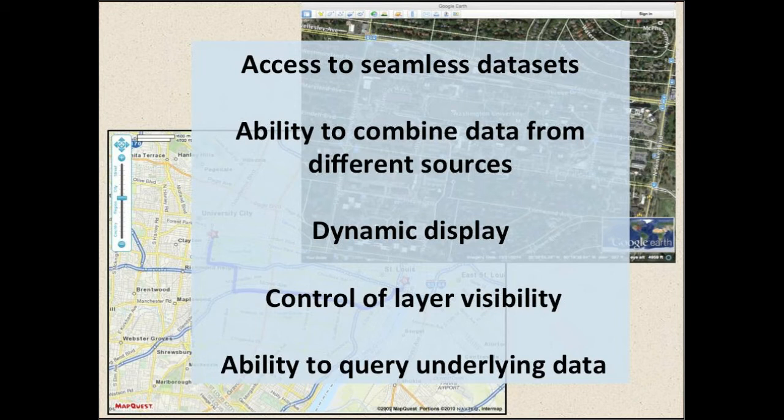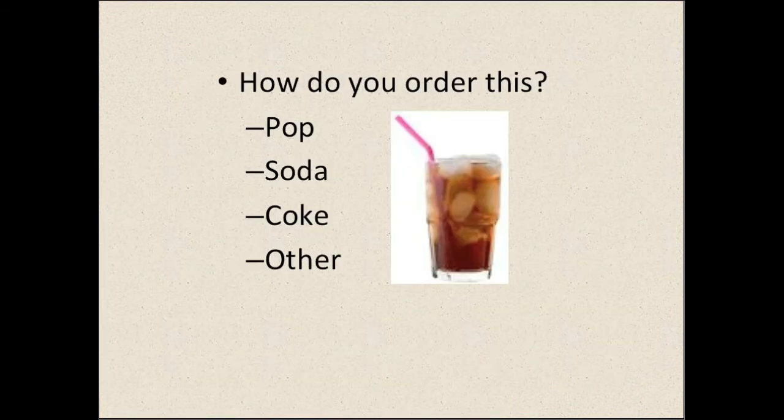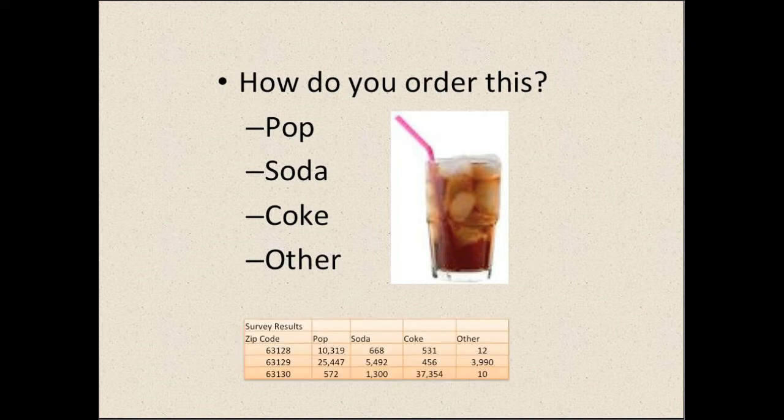Sometimes it may not be clear that an issue has a spatial component. For example, let's start with a simple question. If you're out at a restaurant and you want to order a carbonated soft drink, how do you ask for it? Do you request a pop, a soda, a Coke, or some other term? If we surveyed the entire WashU community, we might come up with a table like this. Mildly interesting perhaps, but the general response would likely be ho-hum.